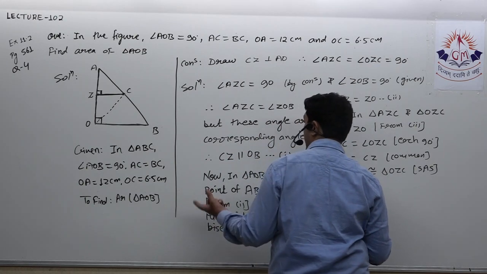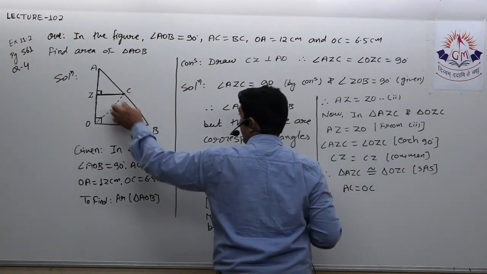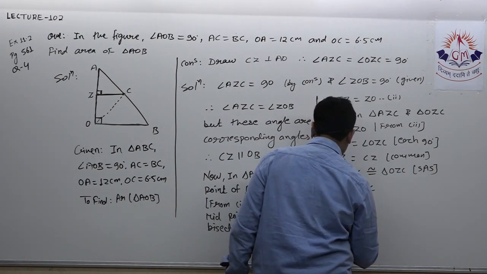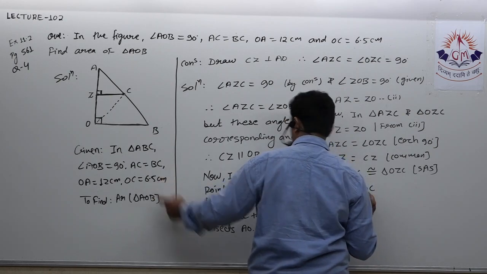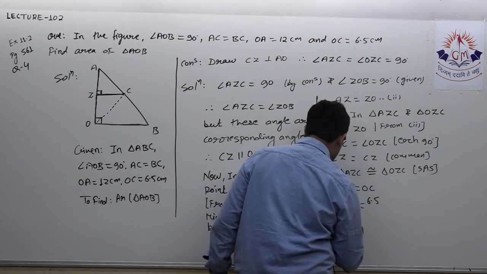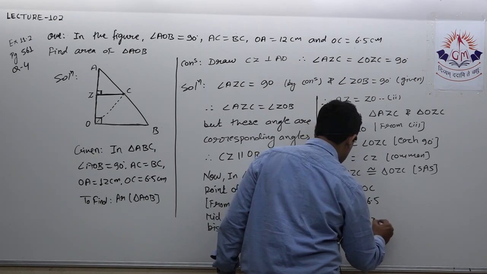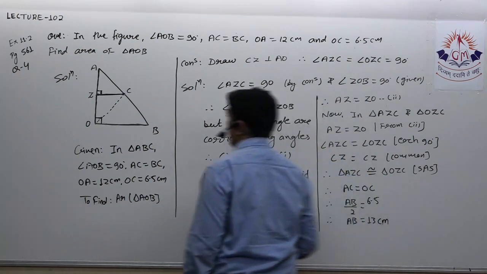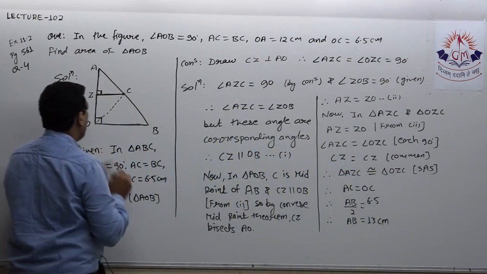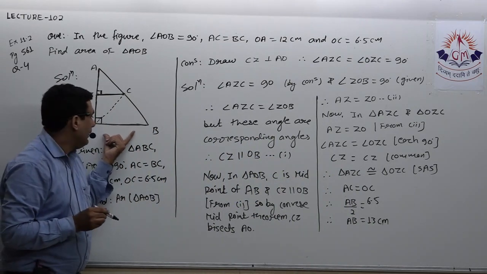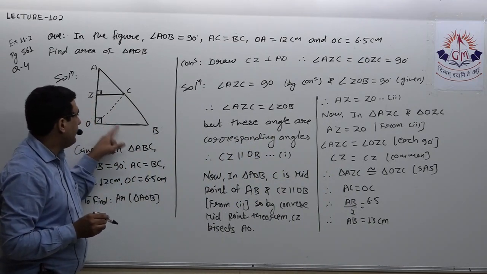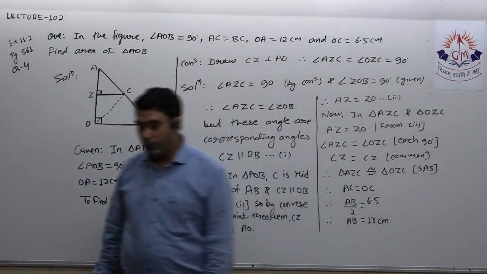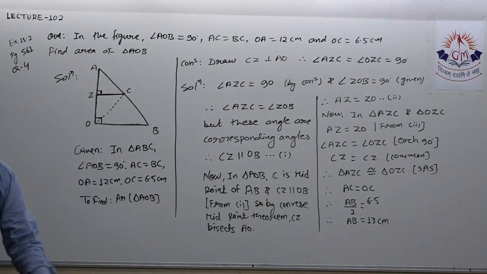Now, AC is actually half of AB. AC and BC are equal, so AC is AB by 2, which is equal to OC, and OC is 6.5. Therefore, AB is equal to 13 centimeter. So here I got the length of AB. Now I have AB, I have AO. So now with the help of Pythagoras theorem, I will find OB, and after finding OB, I can find the area of triangle AOB. So note it down up to this point, then I will give you the remaining solution.